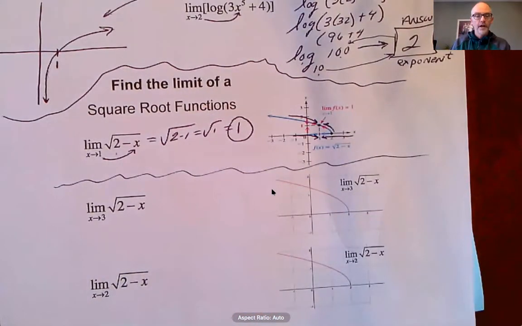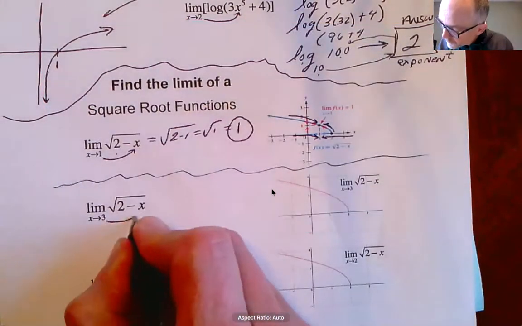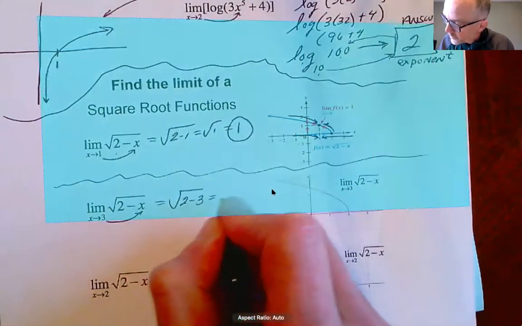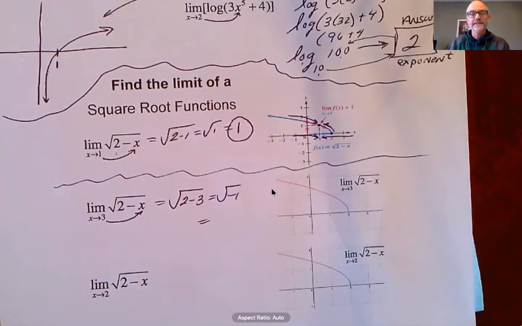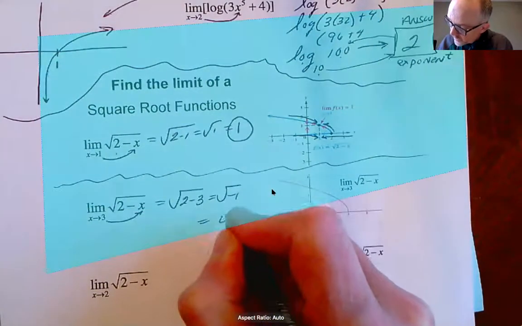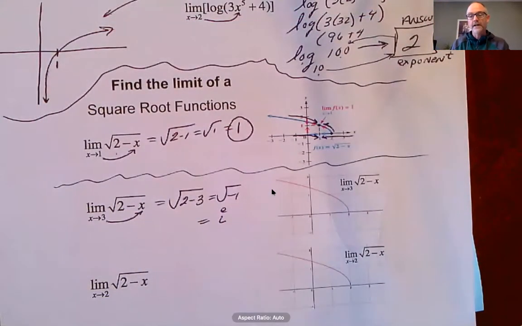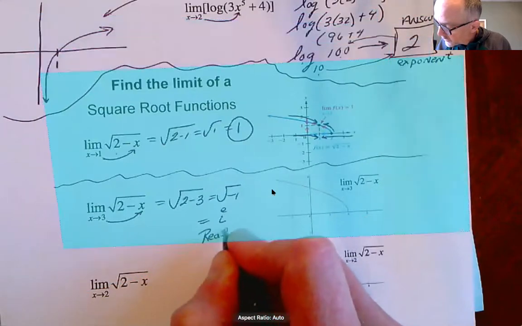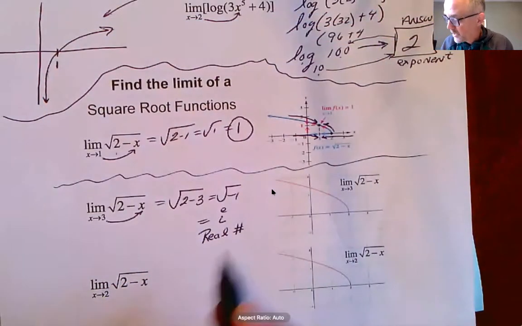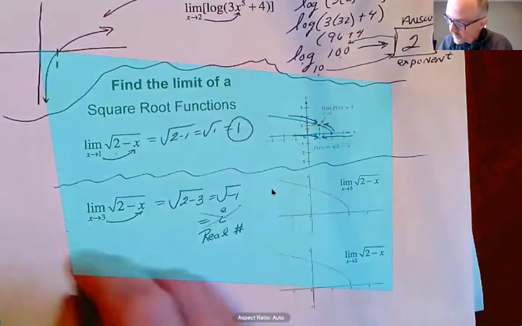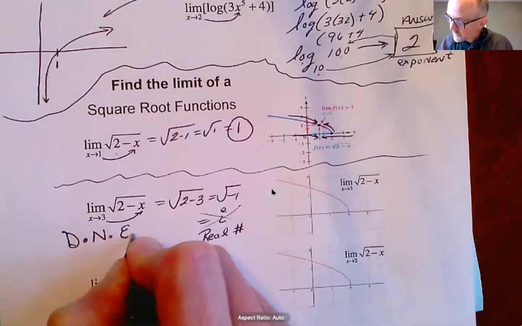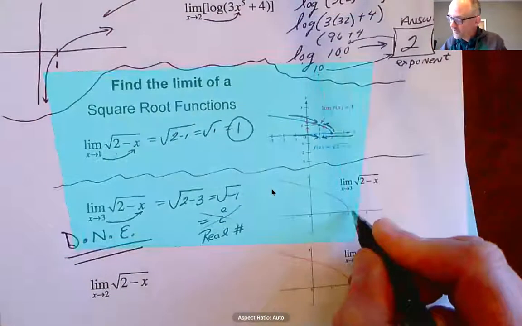Okay, let's do the next one. Let's put in 3. If you get square root of 2 minus 3, you get square root of -1. You know the square root of -1 doesn't exist. It's not a real number. I suppose you could say it's the imaginary number i. Well, here's the problem. Your limit has to be a real number. You have to approach a number. You can't say i, so we say there is no limit. So, does not exist.